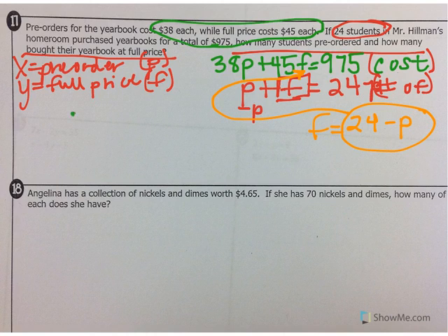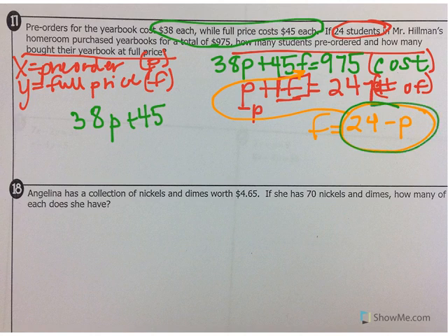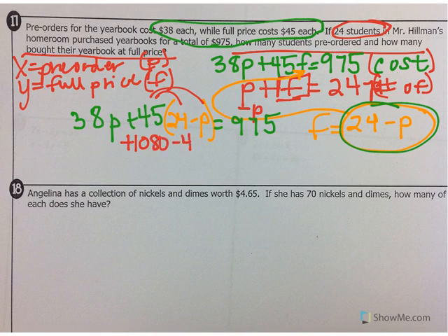So we're going to rewrite 38P plus 45. And instead of writing F, we're going to put what F is. And F is 24 minus P. And then that equals 975. The first thing you do is distribute, okay? So you should get 1080, and then minus 45P. Oops, my 45 didn't show up.